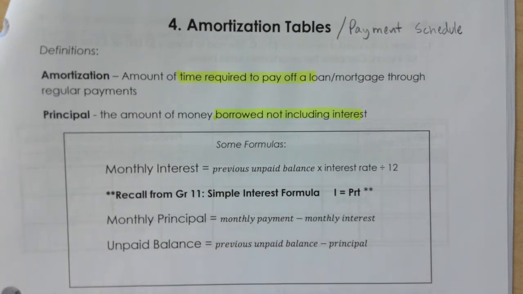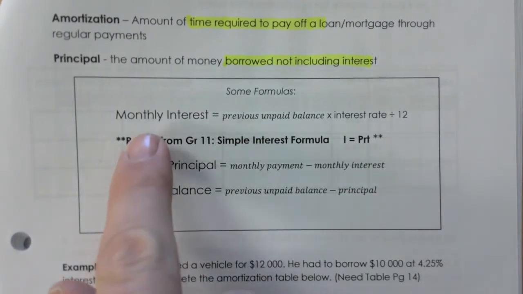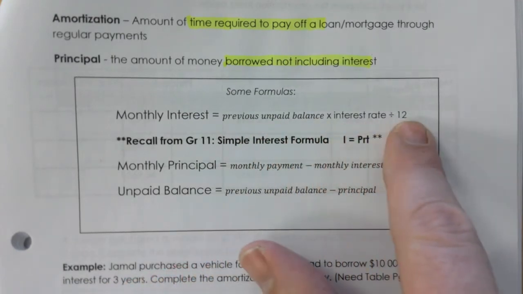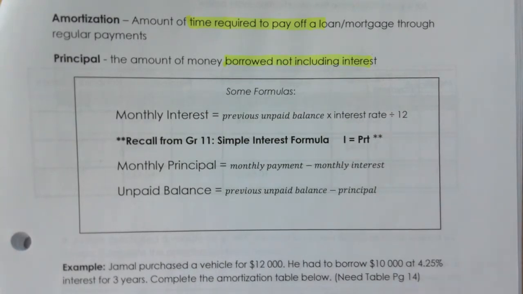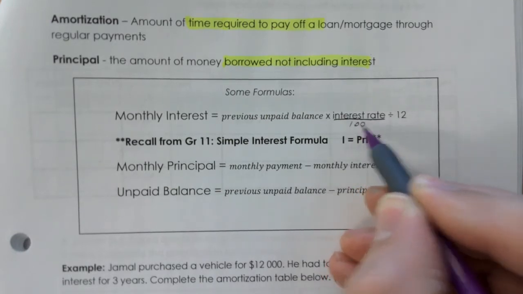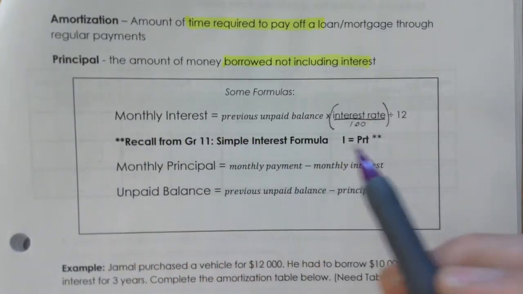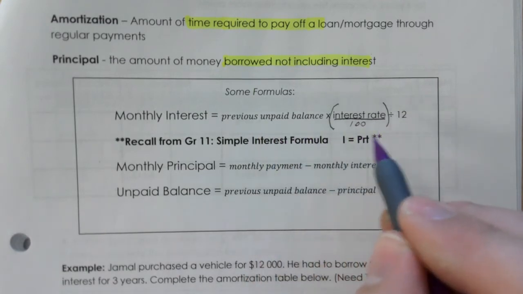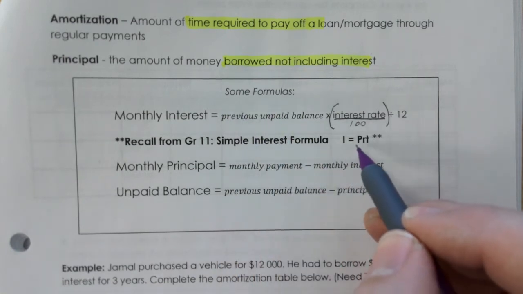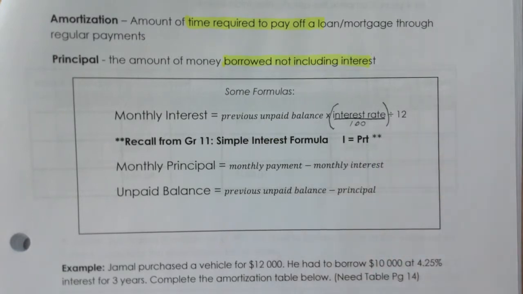Some formulas that you will need for this, and they're somewhat repetitive, like we've already looked at. Monthly interest: previous unpaid balance times interest rate divided by 12. So this is basically the same one, and I will divide the interest rate by 100, just so you know, it's the same as the one I gave you, interest for the first month. Okay, so there it is. If you recall, this formula is interest equals principal times rate times time, I equals PRT. I don't know if you recall that from grade 11. Not a big deal if you don't.